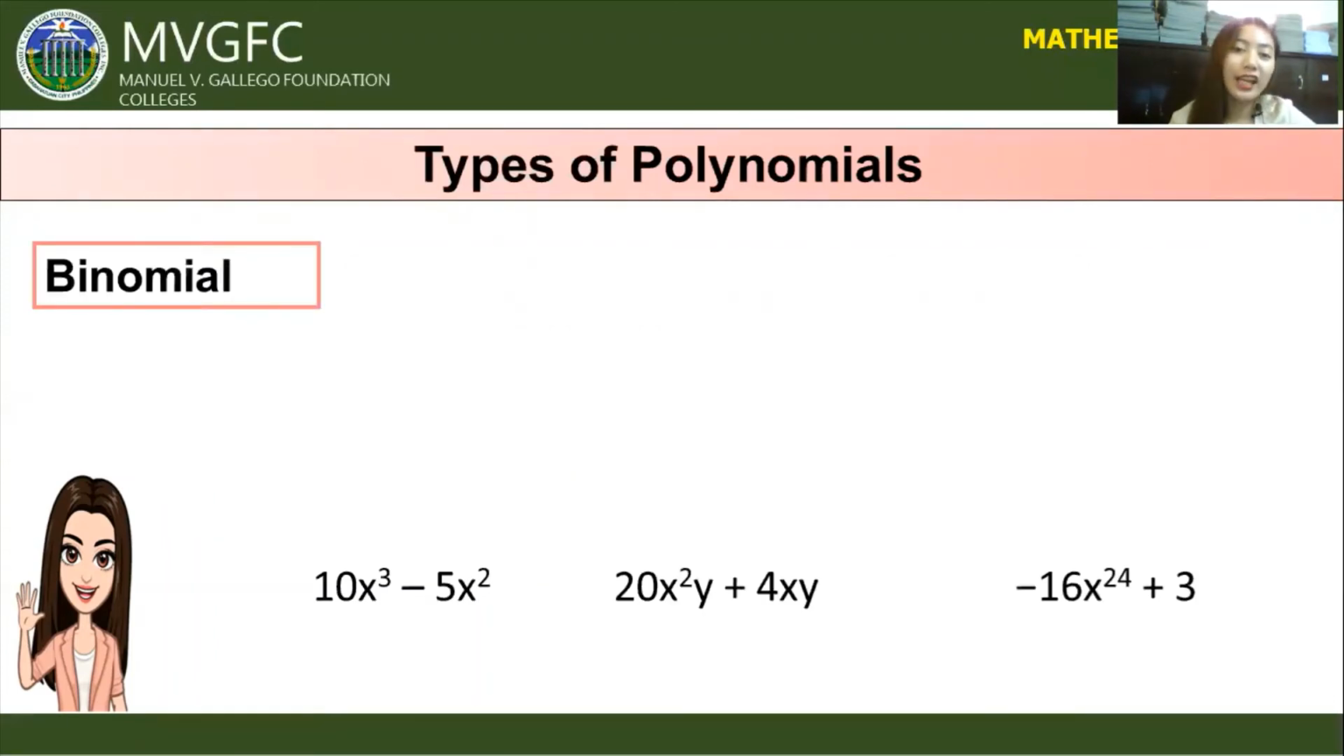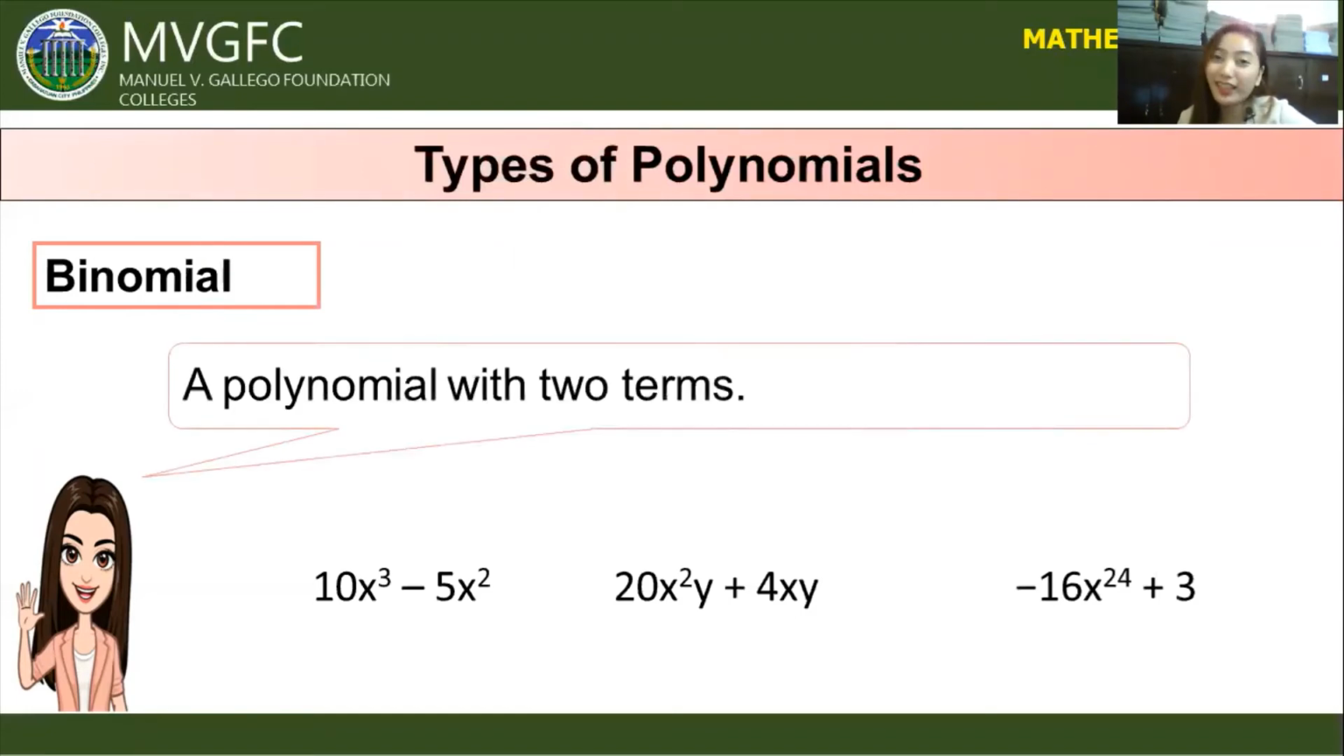Now, for the second type of polynomials, we have here the binomial. It's like a bicycle, okay? There are two wheels. So meaning to say bi means two. A polynomial with two terms. So as you can see on the slide, they are being separated by an operation, okay? In between. So we have here 10x cubed minus 5x squared. We have 20x squared y plus 4xy. And we also have negative 16x raised to 24 plus 3. Once again, when we're talking about binomial, it is a polynomial with two terms.